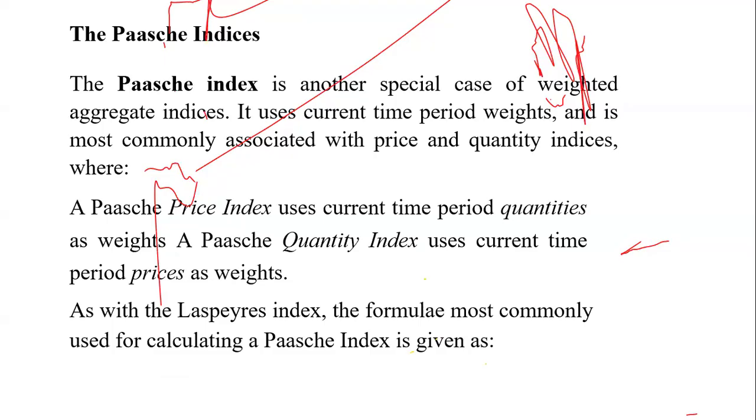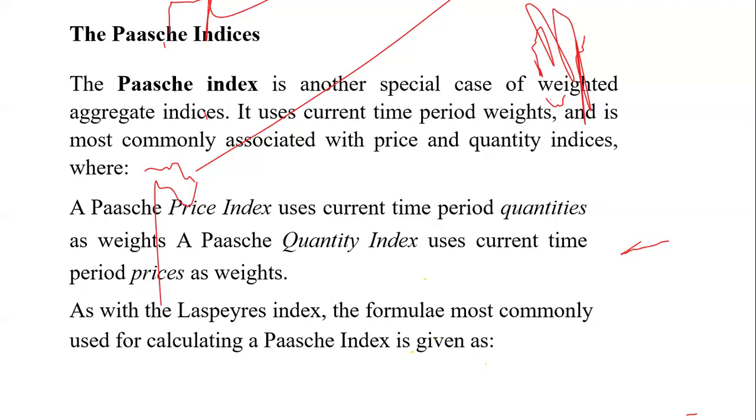Now let's take them one by one. We are finished with the Laspeyres. We'll come and solve examples on both of them. Now let's look at the Paasche indices. The Paasche index is another special case of weighted aggregate indices. It uses current time period weights and it's most commonly associated with price and quantity indices, where a Paasche price index uses current time period quantities as weights. A Paasche quantity index uses current time period price as weight.